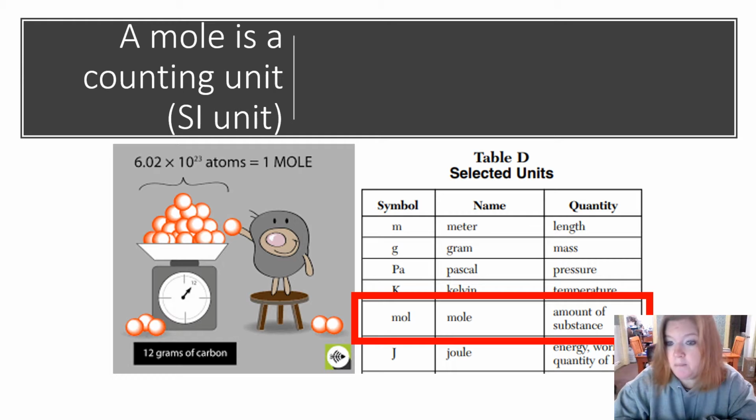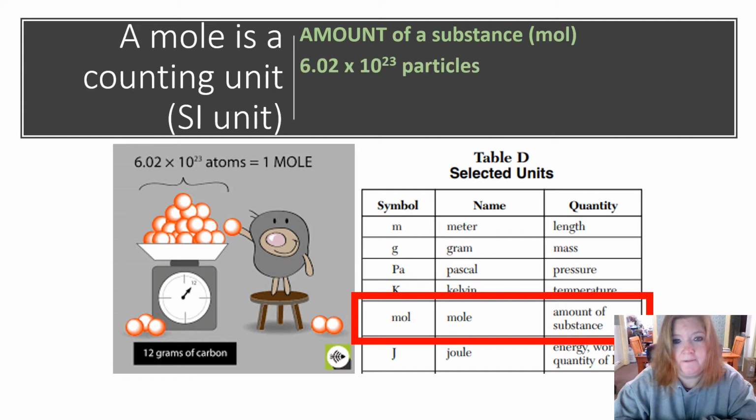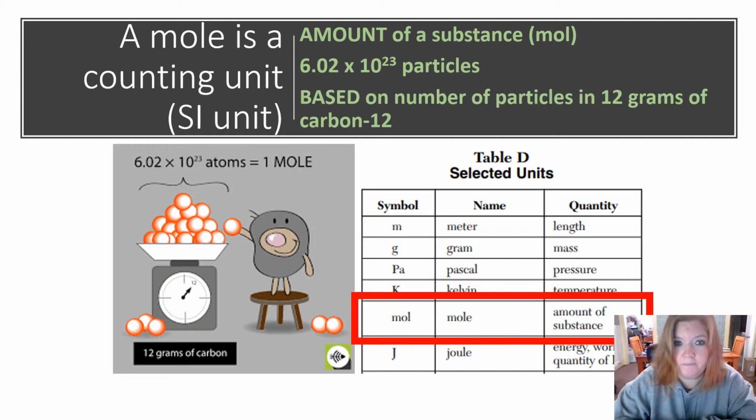We need to remember that a mole is a counting unit. It's listed on Table D. It means the amount of a substance, and it's abbreviated mol, not M. And it's 6.02 times 10 to the 23rd particles in 1 mole. And remember, it's based on the number of particles in 12 grams of carbon-12.